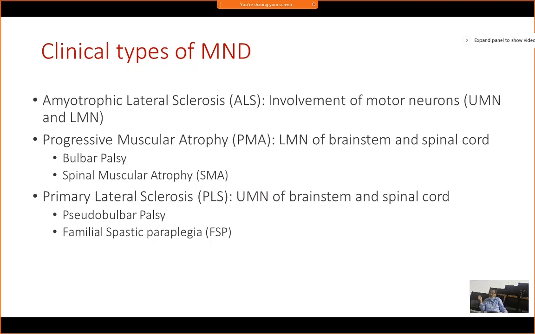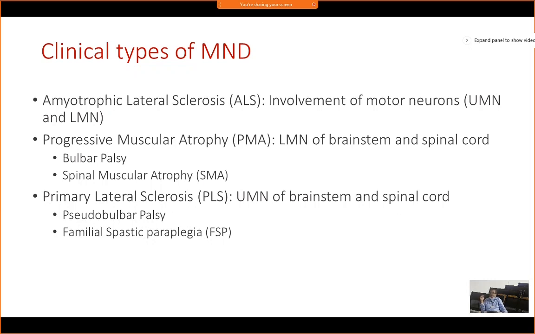And the third variant is primary lateral sclerosis. This is a variant of upper motor neuron involvement, either of the brainstem neurons or the spinal cord neurons. That means it is the upper motor fibers destined for the cranial nerves, in which case we will call it a pseudobulbar palsy, or it is the corticospinal tract which is degenerated, leading to upper motor paralysis of only the spinal musculature, which is called familial spastic paraplegia. So we have basically 5 subclasses.